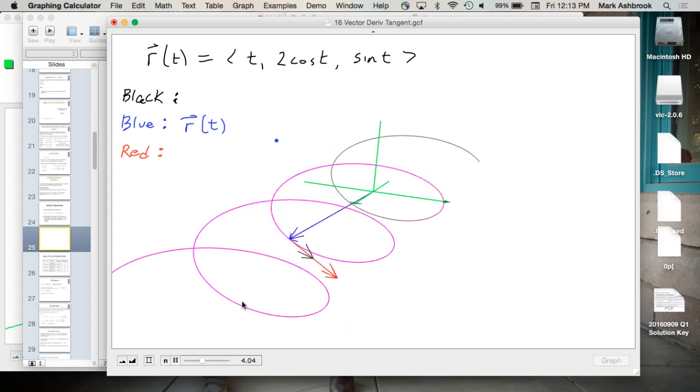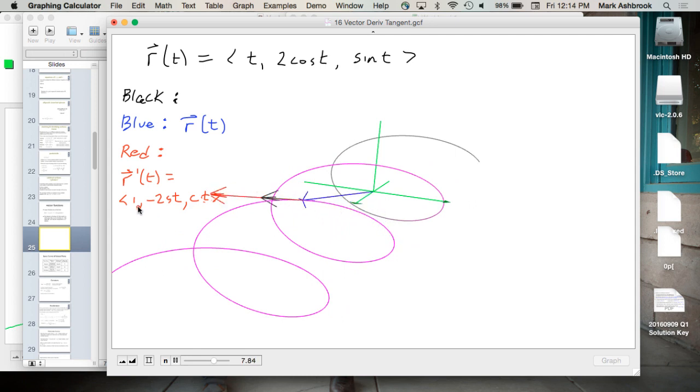Red is the derivative of that. So tell me, what is it? Like what that thing is? Anything. Both. 1, -2 sine t. So you're telling me mathematically what it is? You said 1 and -2 sine t. Okay, and what does that mean? What is that thing? Is it speed?